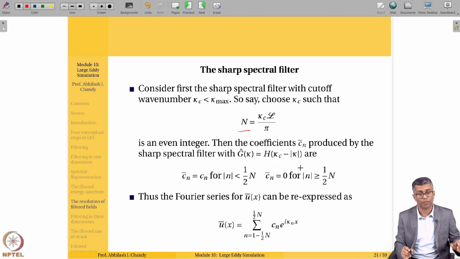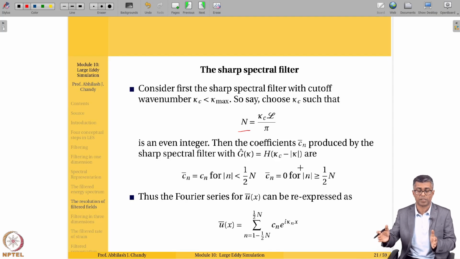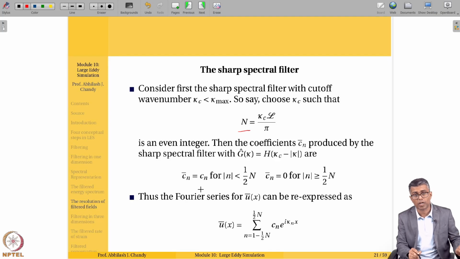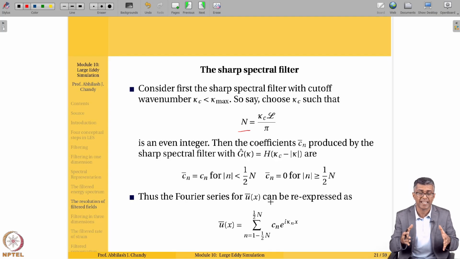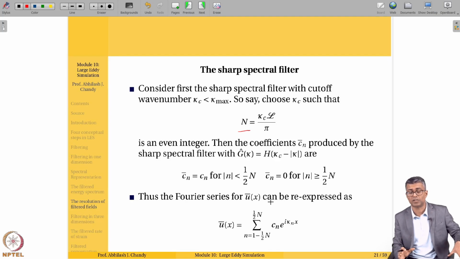And in that case, if you have a sharp spectral filter, what does it do? It basically removes all the wave numbers greater than kappa c. So Cn bar would be equal to Cn for n less than half n, and Cn bar would be equal to 0 for n greater than half n. Remember, in LES, your maximum number of grid points is n. That means on one side, because wave numbers are taken from negative to positive, it is basically half n. Following me? We did this in direct numerical simulation. We're doing the same thing here.